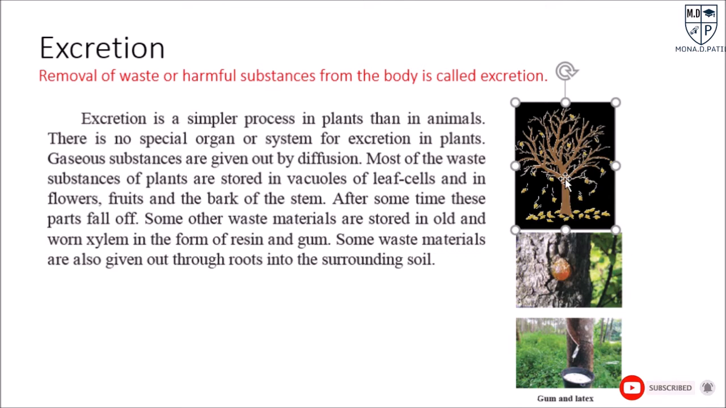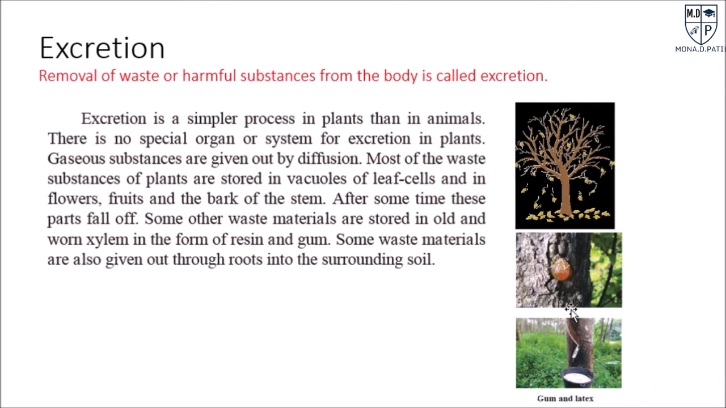After some time, this part falls off. So which part? Like in leaves. Okay, here you can see in this diagram, the leaves fall off. Because the waste materials come and are stored in the leaf, and they start to dry due to this harmful substance, and they fall off. After that, other waste materials are stored in old and worn xylem in the form of resins and gum. So in the next diagram you can see here gum and here resins.